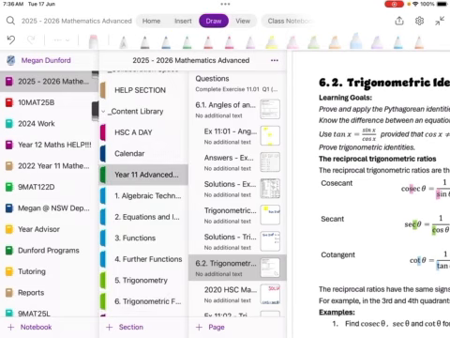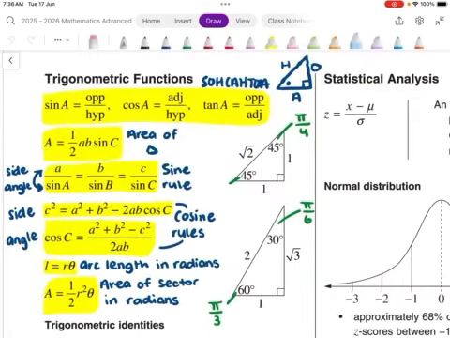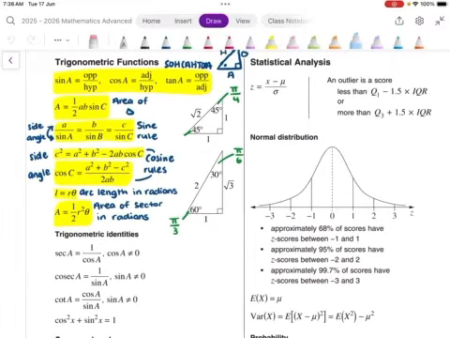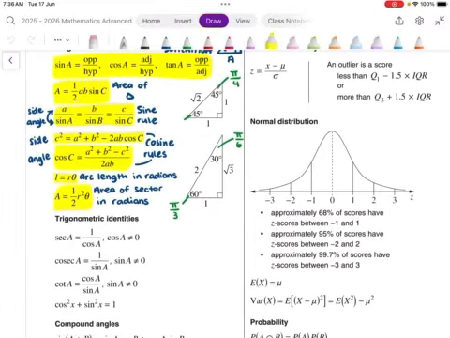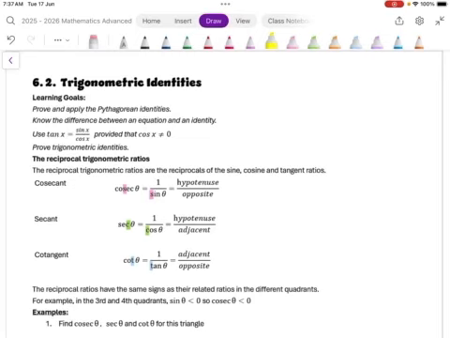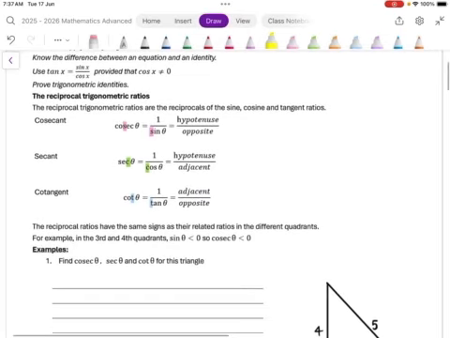Now, if you were to get out your reference sheet and turn to page 2, underneath our trigonometric functions, we have our trigonometric identities. So our first one here that we've been given is sec. Then we have cosec. And then for cot, we have that it equals cos A over sin A, which we'll come back to in a second. So the reciprocal ratios have the same signs as their related ratios in the different quadrants.